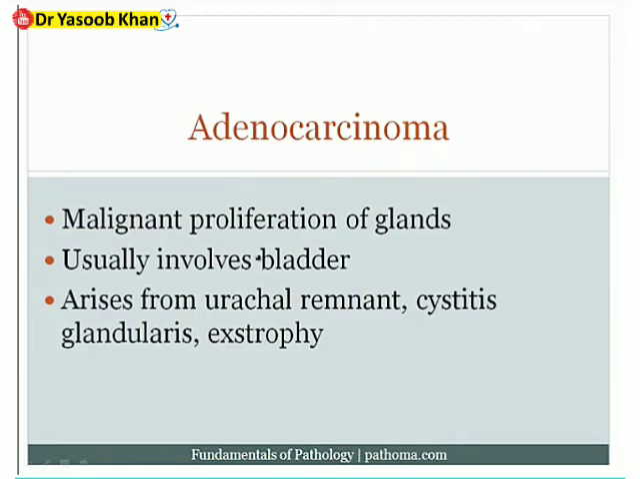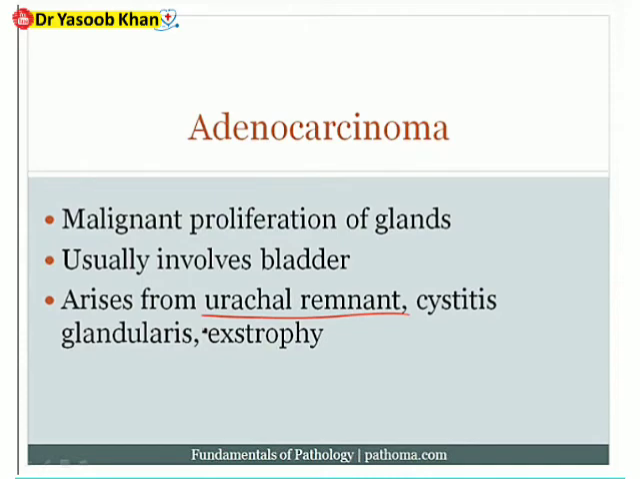One super high yield circumstance is that this can arise from a urachal remnant. Now, this is high yield because it ties back into embryology. So let's just remind ourselves that the urachus is a duct that connects the fetal bladder with the yolk sac, and of course it allows the bladder to drain waste into the yolk sac.